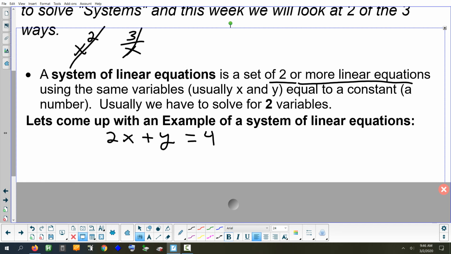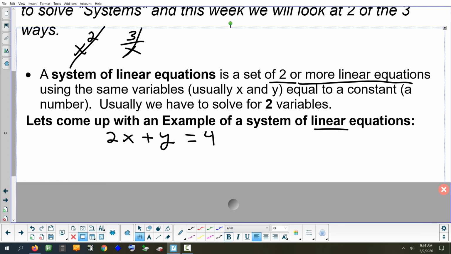Exactly. I'm not going to do it. It's not asking me to do that. But that is an equation. If I subtract 2x from each side, it would say y equals negative 2x plus 4. So I could rearrange that into y equals mx plus b, which means it is linear. Okay, if you can write it like that.